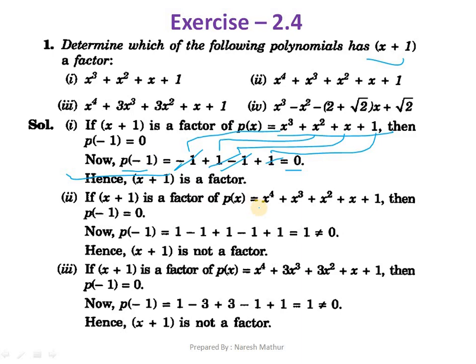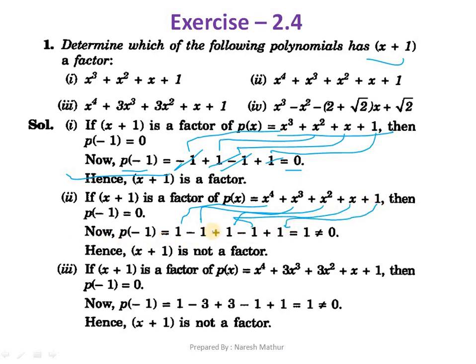Similarly in the second one, let's see it. x to the power 4 plus x cube plus x squared plus x plus 1. Let's just check the value of p of minus 1. Minus 1 to the power 4 is positive 1. Minus 1 cube is minus 1. Square of minus 1 is always positive 1. x equals minus 1 is given, and 1 is same.